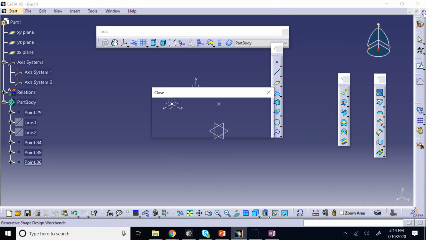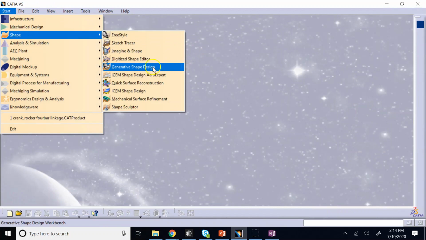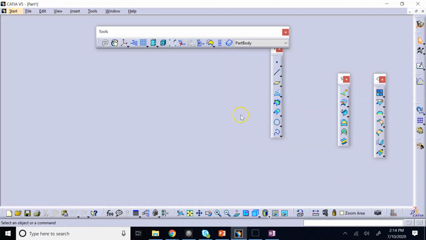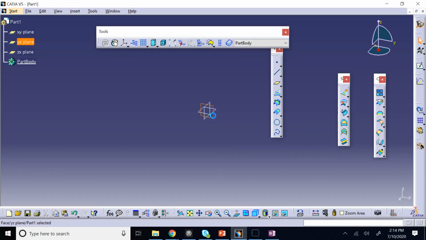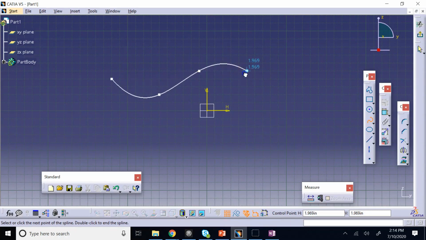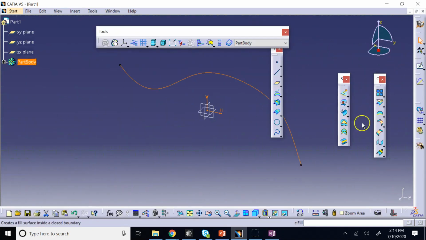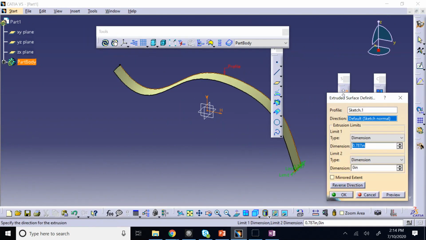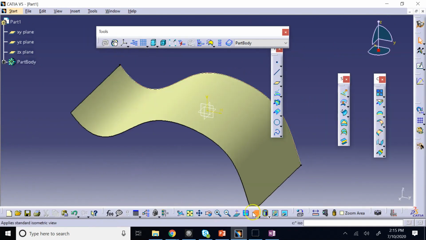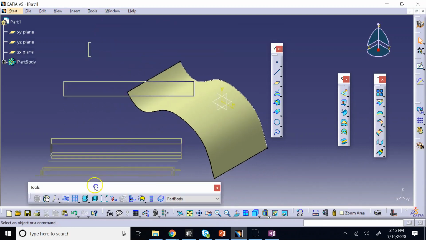So here, let's say you created a surface in generative shape design, and you want to deform this surface and create a very complicated, let's say, airplane or car surface or anything. Okay, so you have this extrude here from this S-spline, but now you want to do some more change to it.